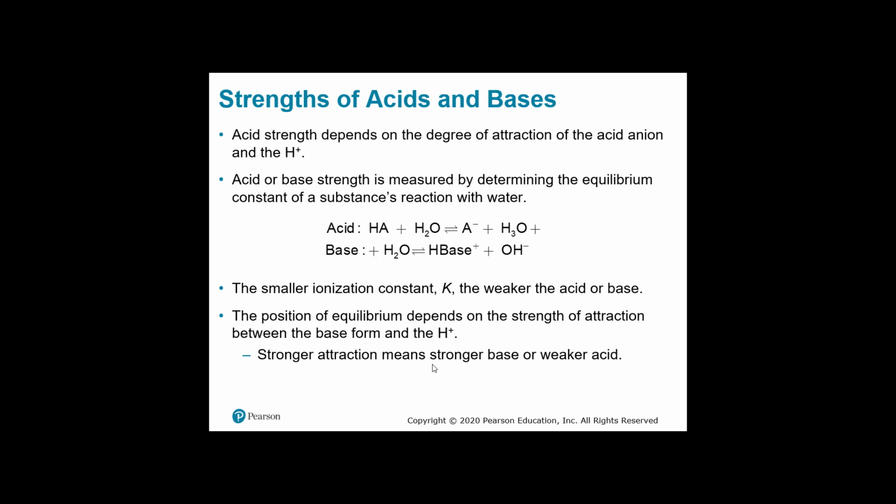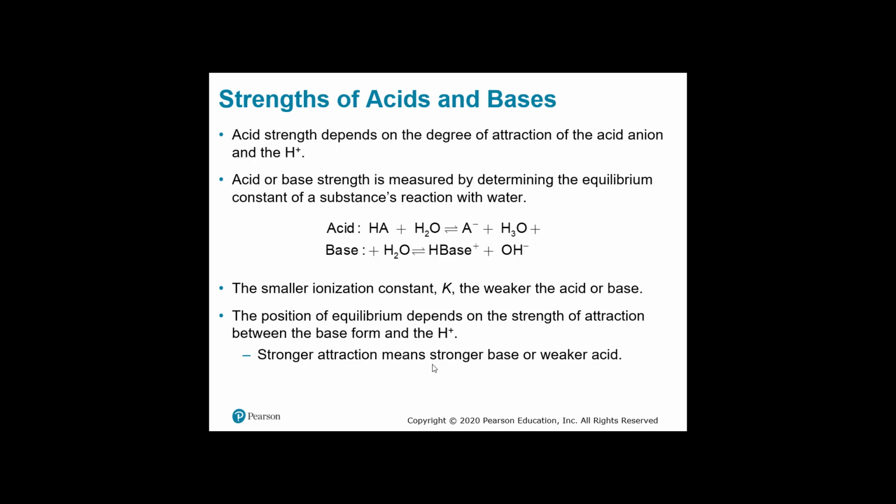So acid strength depends on the degree of the attraction of the acid ion and the proton. If it's a weak acid, it does not give up that proton very easily. If it's a strong acid, for instance HCl, there's not a strong attraction and they separate very easily, whereas if it's a weak acid, that does not happen.